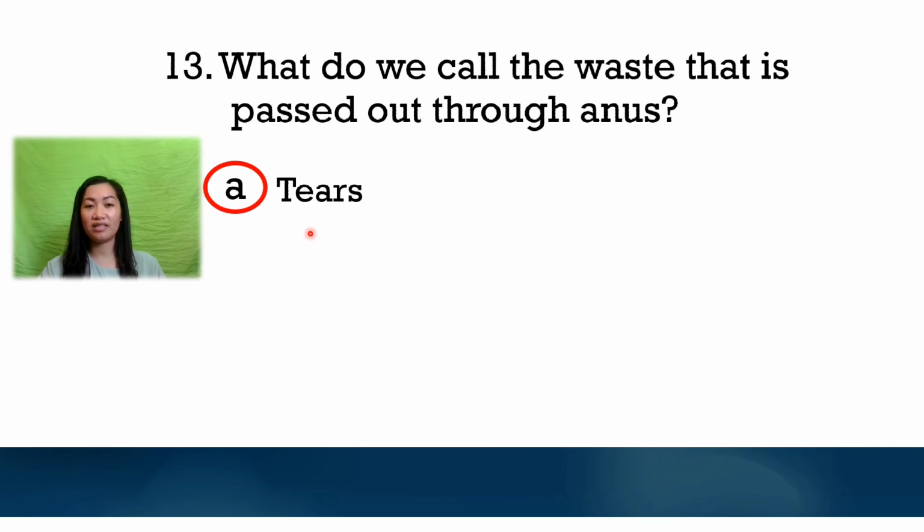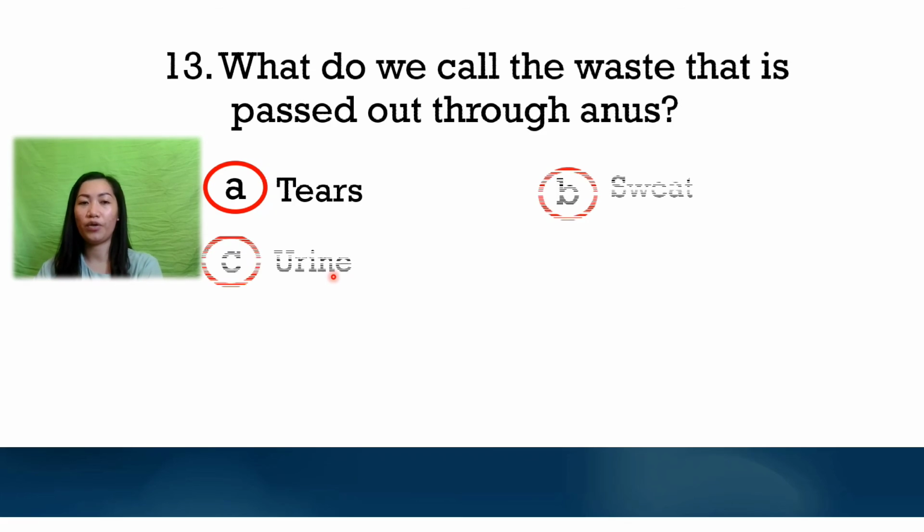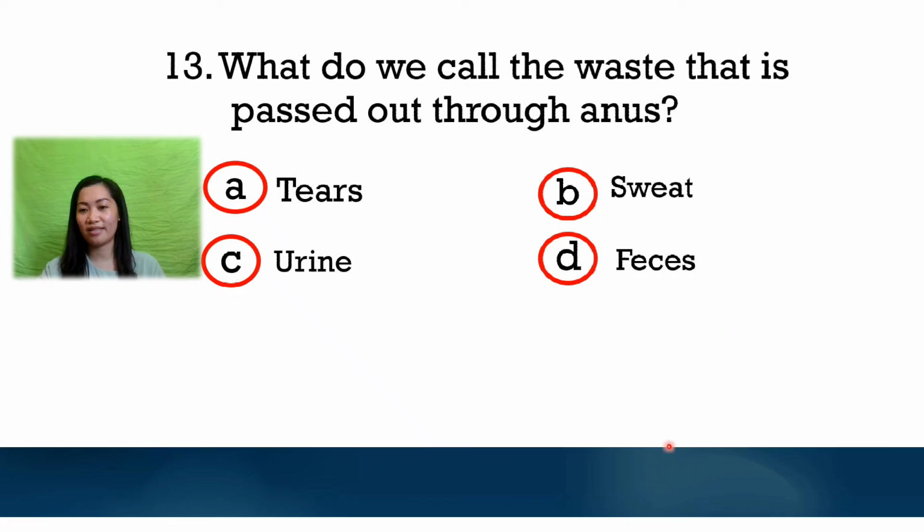Is it letter A, the tears? Where do you think the tears come out? Of course, in your eyes. Letter B, sweat. Where do you think the sweat comes out? Of course, from the pores of your skin. Letter C, urine. Of course, the urine comes out from your urinary tract. And letter D, is it the feces, which comes out of your anus? So which is which? What is the waste that passes out through your anus?